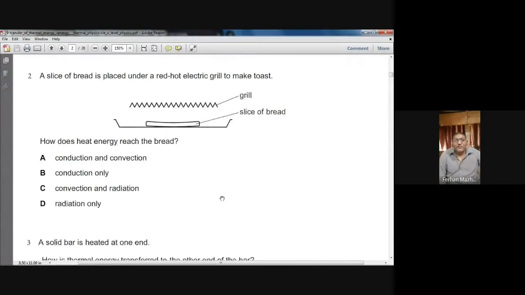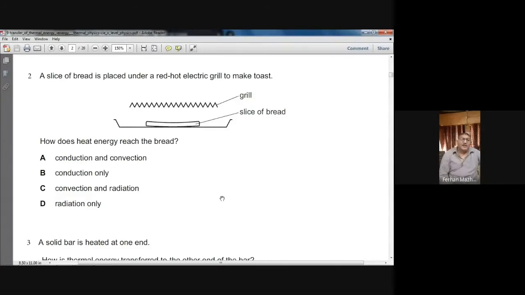A slice of bread is placed under a red-hot electric grill to make toast. How does heat energy reach the bread? You see, between the grill and the slice of bread, the slice of bread is under the grill. So, between the grill and the slice of bread, there is air, and air is a bad conductor of heat. So, conduction, I don't think that's involved.